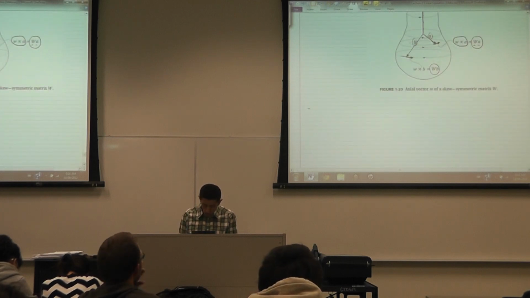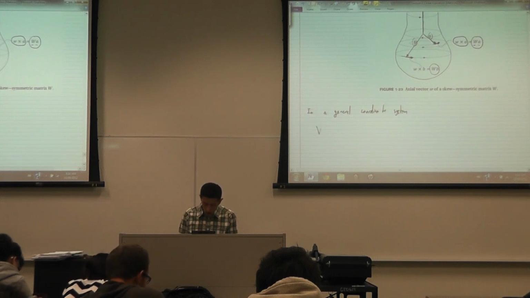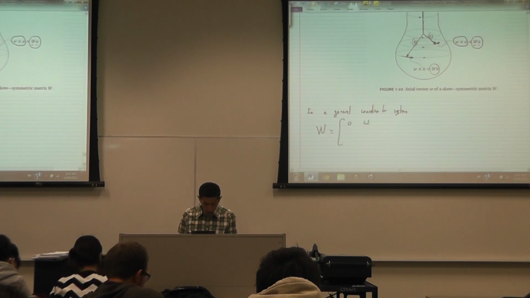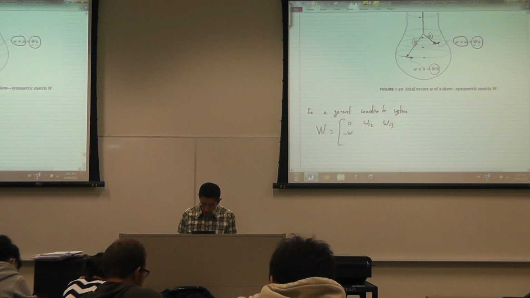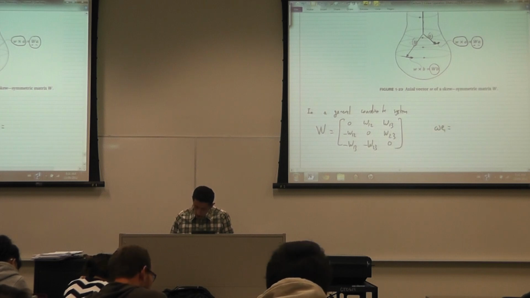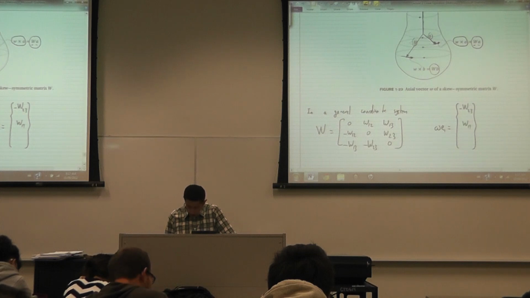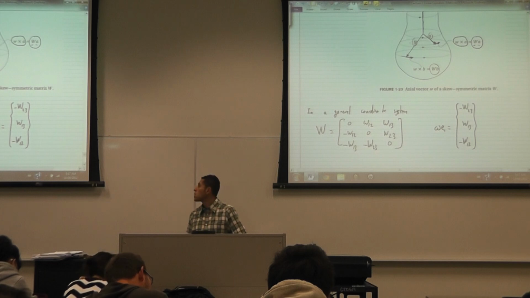In a general coordinate system, W has the form 0, W12, W13, negative W12, 0, W23, negative W13, negative W23, 0, and this omega E1 vector has the components negative W23, W13, negative W12, which I'm going to call the axial vector small w.